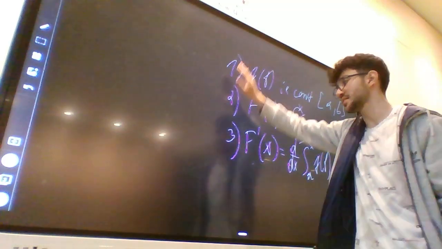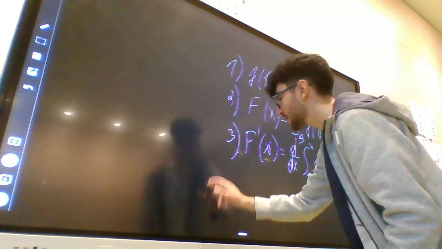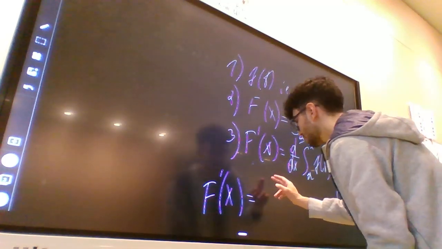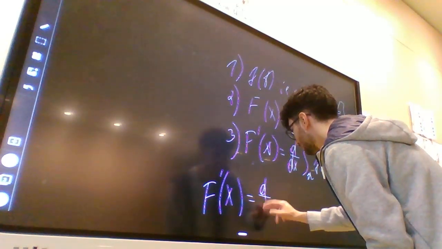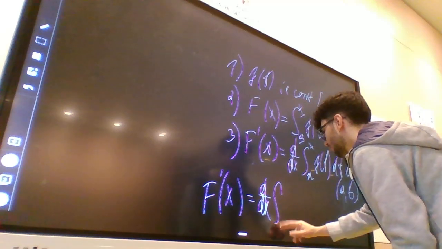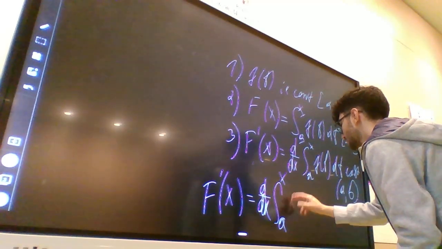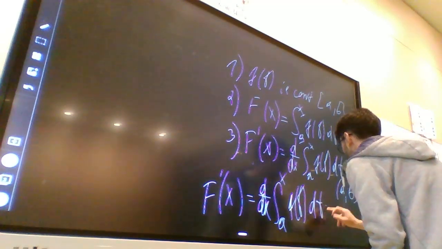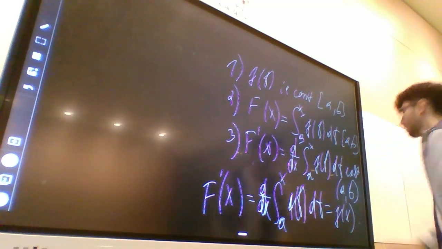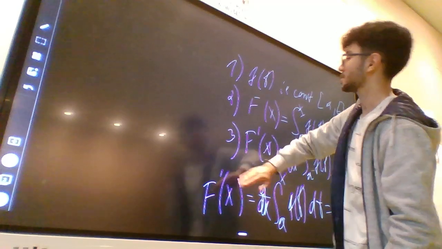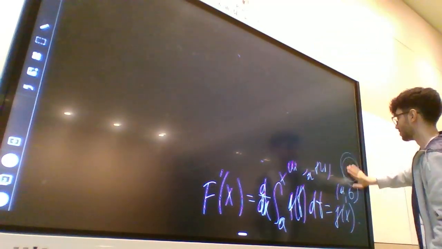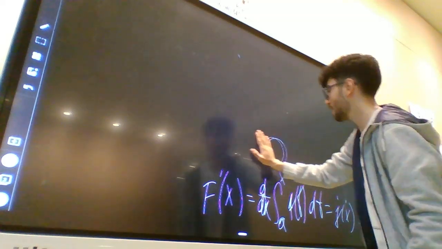If you see these conditions, you will get this formula. F'(x), the derivative of F(x), is equal to the derivative of the integral from a to x of f(t) dt, which is equal to just f(x). Let me give you some examples to understand. And I will keep this formula here, because finally I will give the proof and we will reach this point.